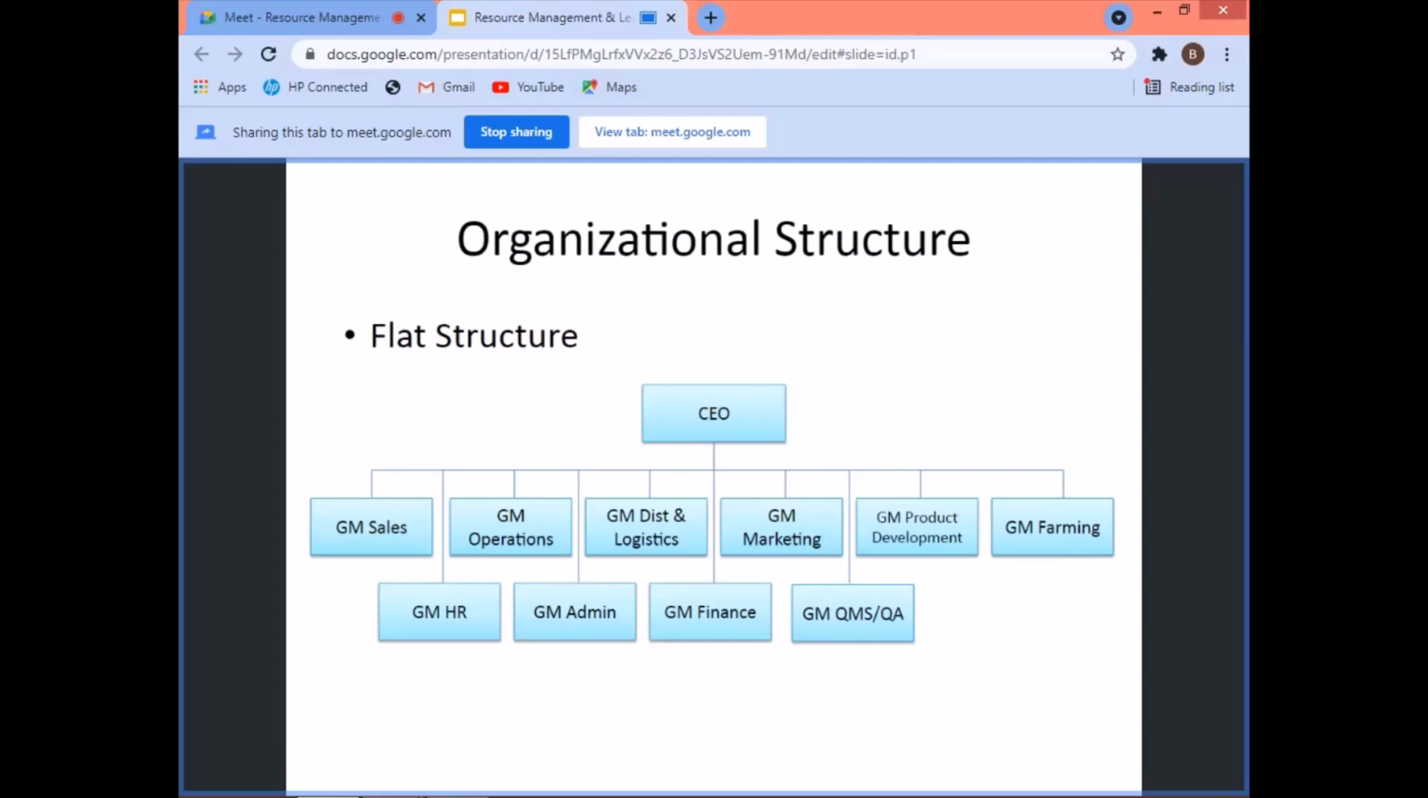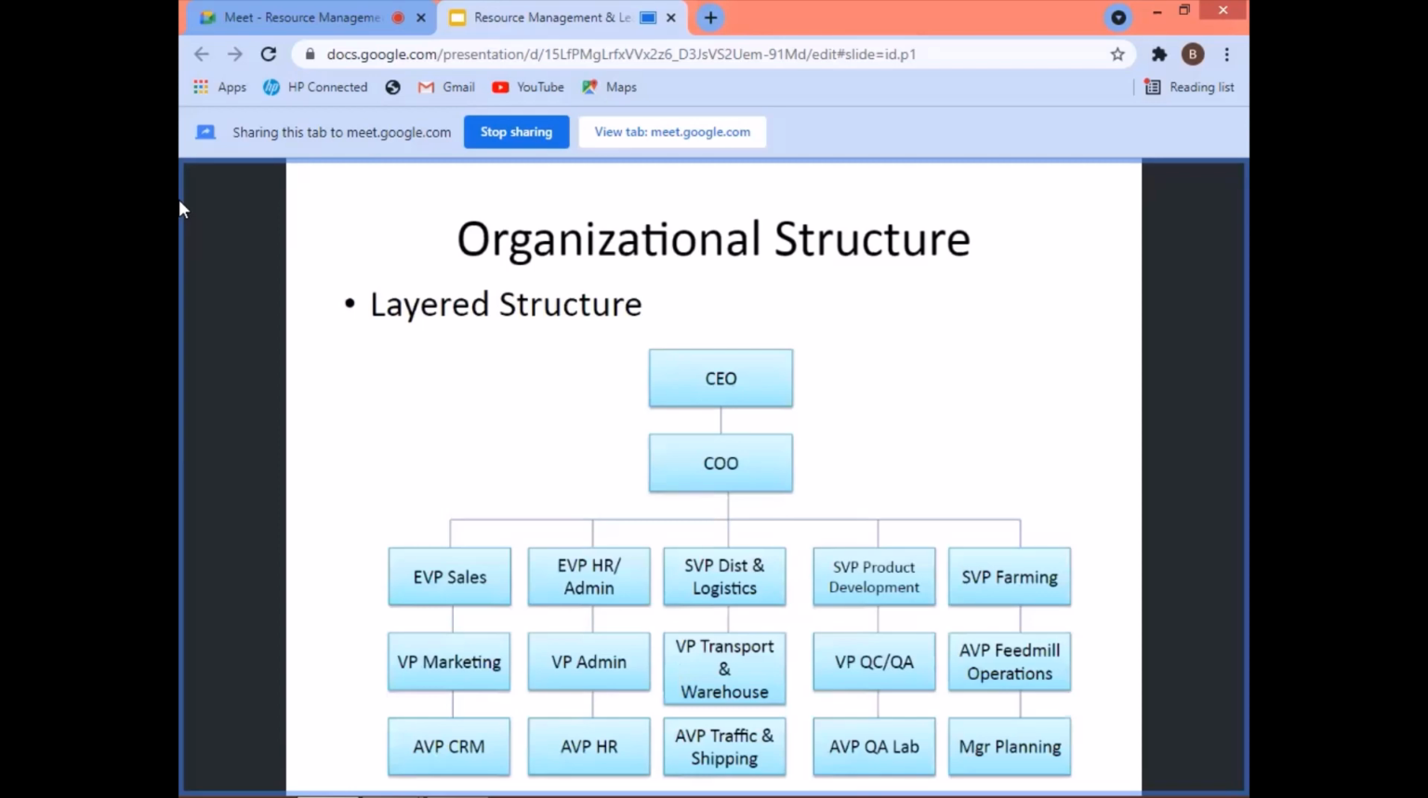Okay, so that is a flat structure. You decide whether you go for that structure. As far as Almaray is concerned, that is the structure that we had. I'll give you another structure.